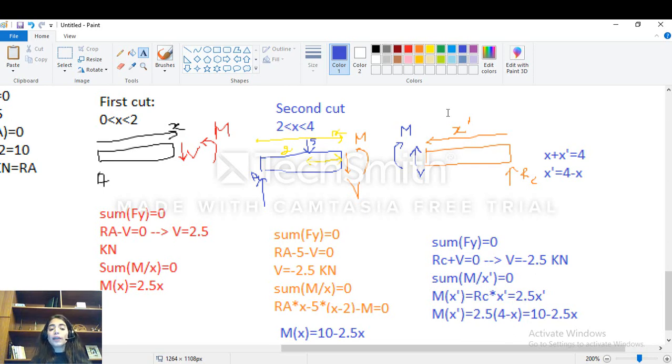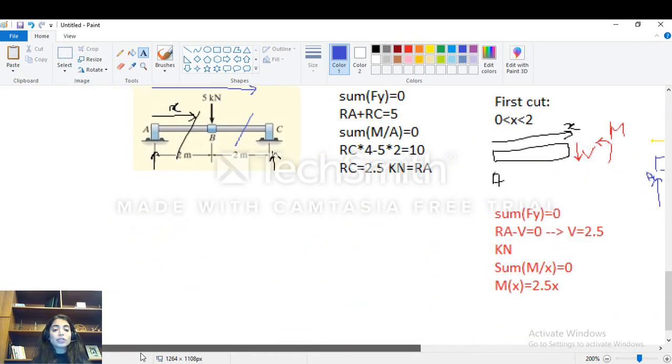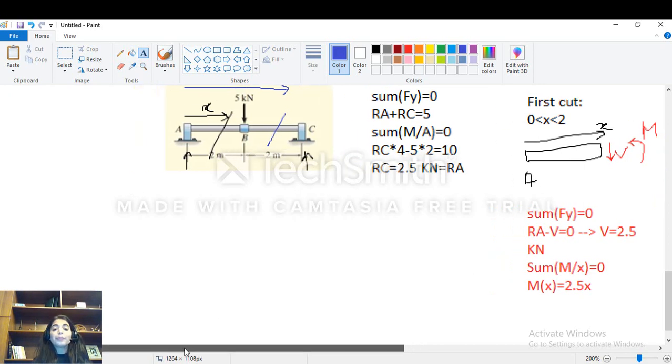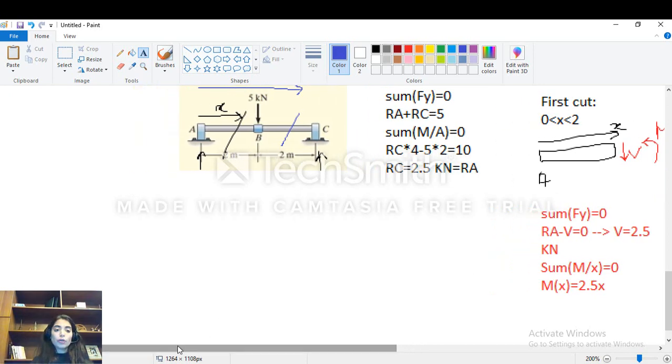I have all the equations for V and M for different zones. So what do I have here? I should now draw the shear force diagram and the moment diagram to answer the question. So how to draw them? Basically, guys, you should draw them under the figure, all right?